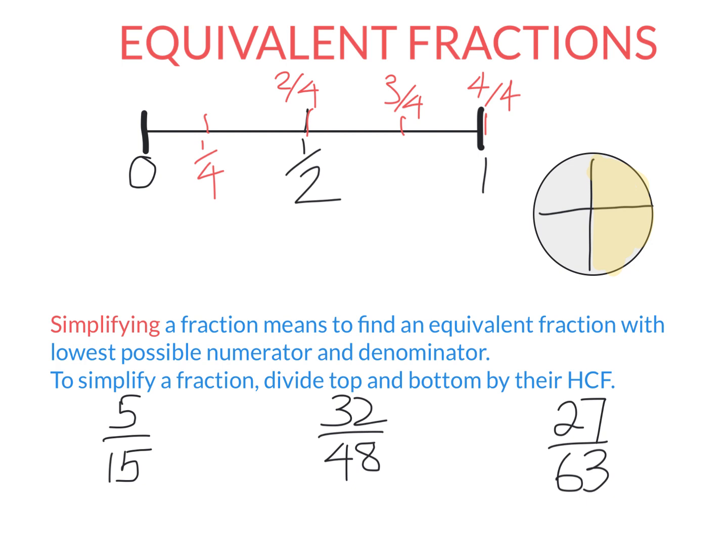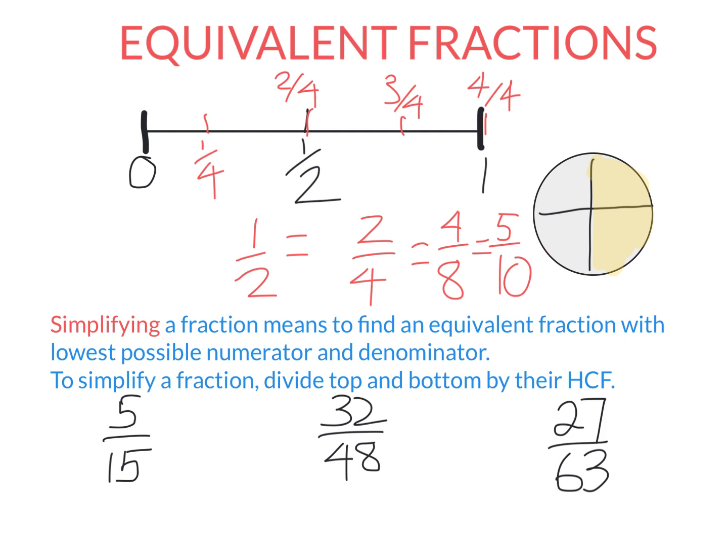So we can say, for example, that half and 2 over 4 are equal. They have the same value. And there are infinitely many other fractions equivalent to a half. We could write 4 over 8. We could write 5 over 10, and so on. All of these fractions are equal.